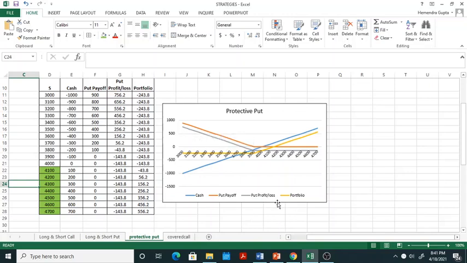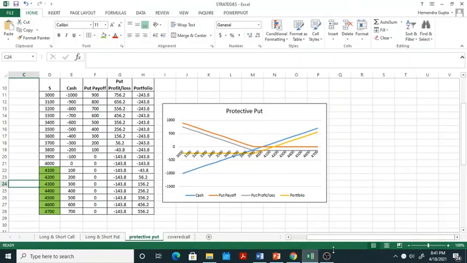And then there is the put profit and loss. The maximum loss which I can have is the premium which I have paid. So overall, I have hedged my portfolio. I will not have a loss beyond the premium I've paid. So that's the advantage of using a protective put. So thank you very much.